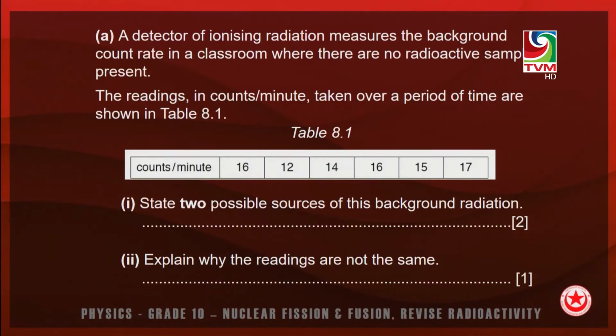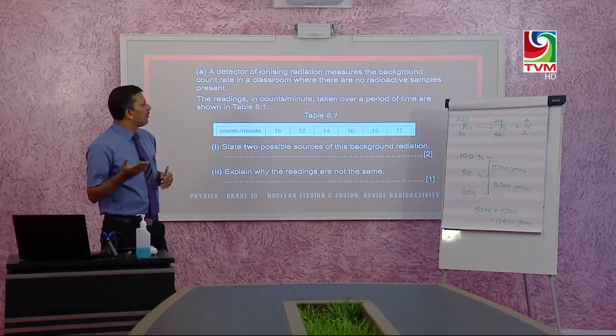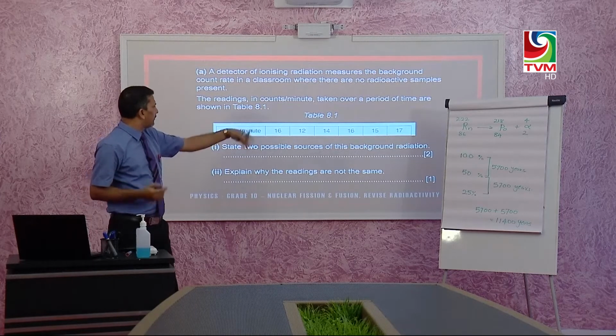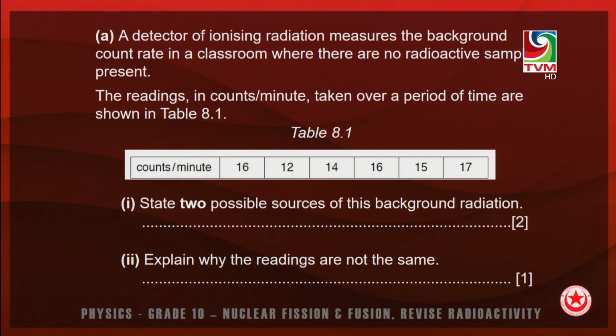Okay, one more question we can discuss. The third one: a detector of ionizing radiation measures the background count rate in a classroom where there are no radioactive samples present. Readings in counts per minute taken over a period of time are shown in the table: 16, 12, 14, 16, 15, 17. Now, state two possible sources of background radiation.